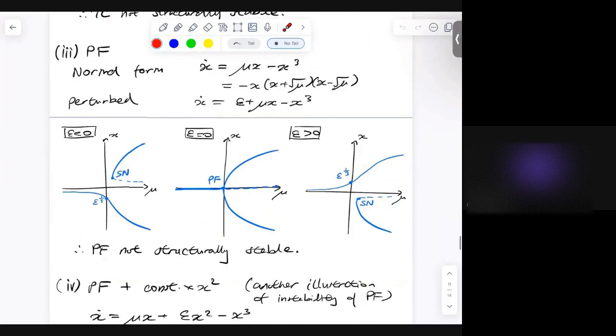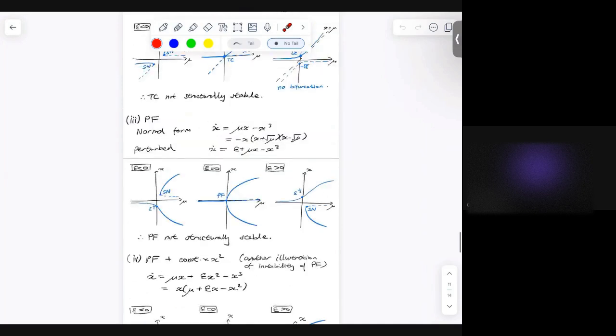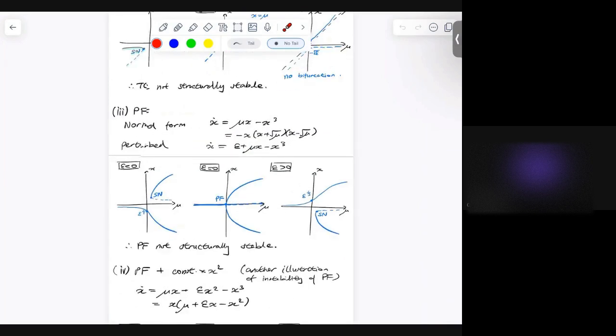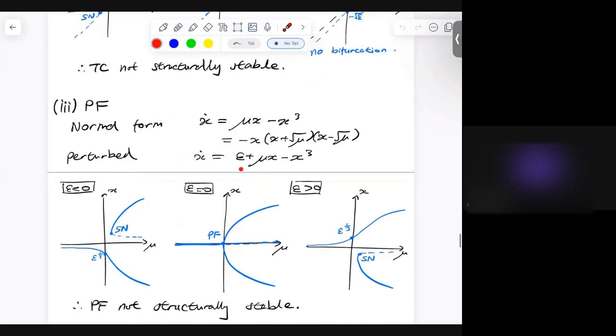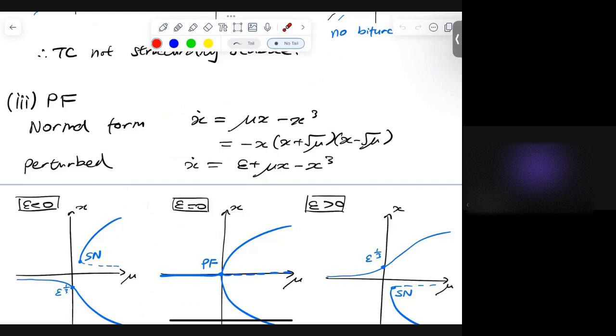So we'll move on to pitchfork now, and we'll look at 2 different perturbations of the pitchfork bifurcation. First of all, just a normal one where we add just a constant epsilon. So the normal form of the pitchfork is x dot equals mu x minus x cubed. And if we factorize this, we get the 3 fixed points.